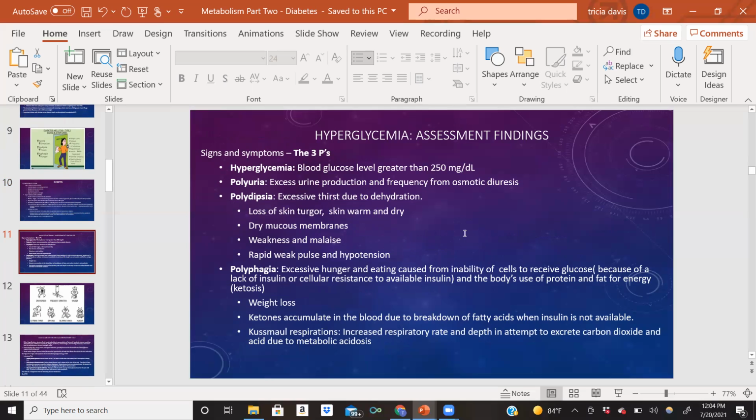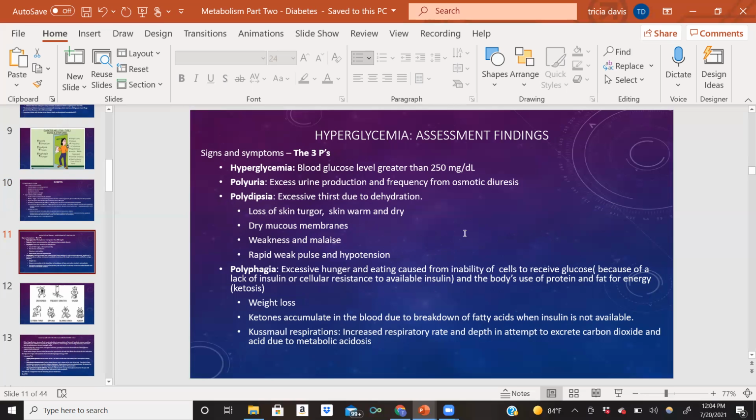We're going to see the 3 Ps. So we have polyuria, which is excess urine production and frequent osmotic diuresis. Remember, because we said that the glucose creates a hypertonic medium, it's going to keep pulling fluid into the vascular space, and it's going to increase our urine production. Because we're pulling so much fluid in, we are going to be dehydrated. So now we're going to be thirsty. So we have polydipsia, excessive thirst due to dehydration.